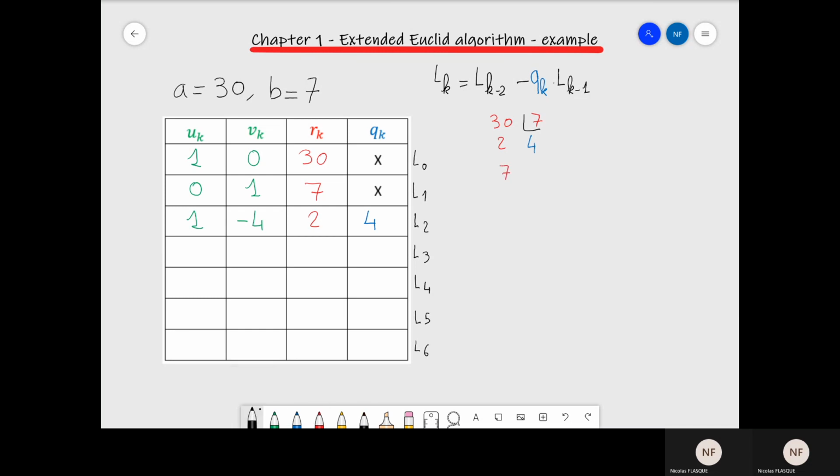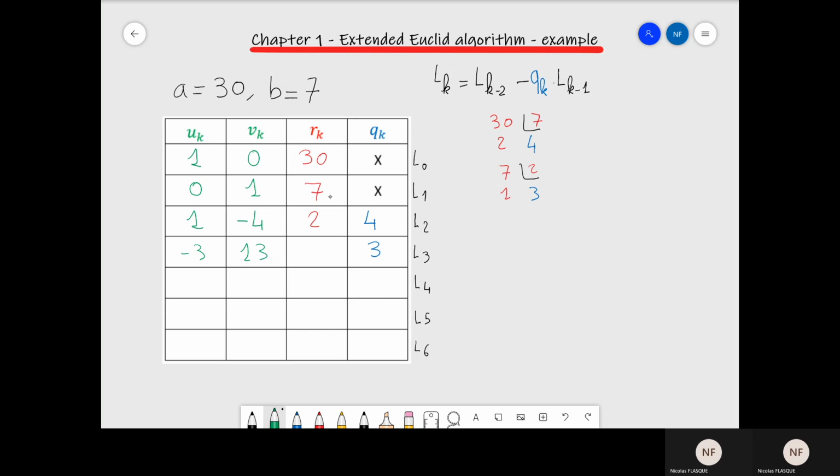So 7 divided by 2, the quotient is 3, and the remainder is 1. So now we have the value of Q3, which is 3, and we use exactly the same technique. Now U3 is 0 minus 3 times 1, which is minus 3, and V3 is 1 minus 3 times minus 4. Be careful to the fact that the minus sign in the general formula is not written in the Qk cell here. So it's 1 minus 3 times minus 4. Minus 3 times minus 4 is plus 12. Then it's 1 plus 12, which is 13.